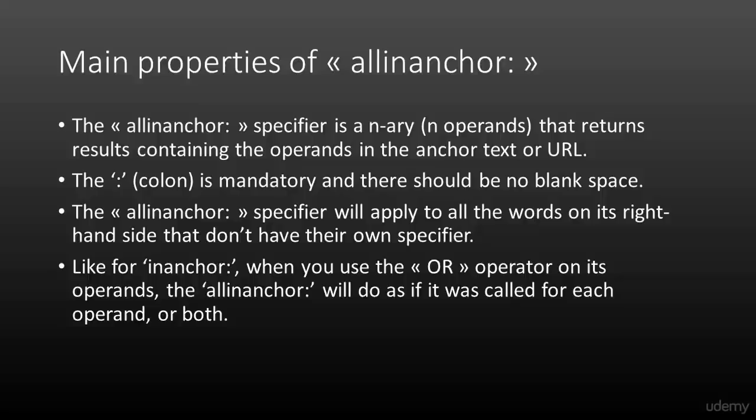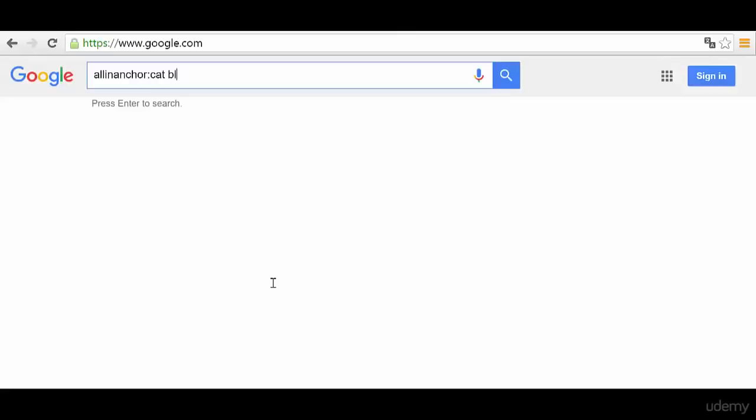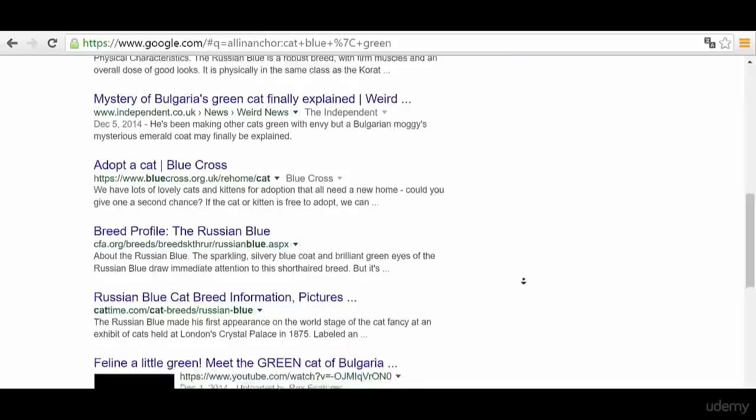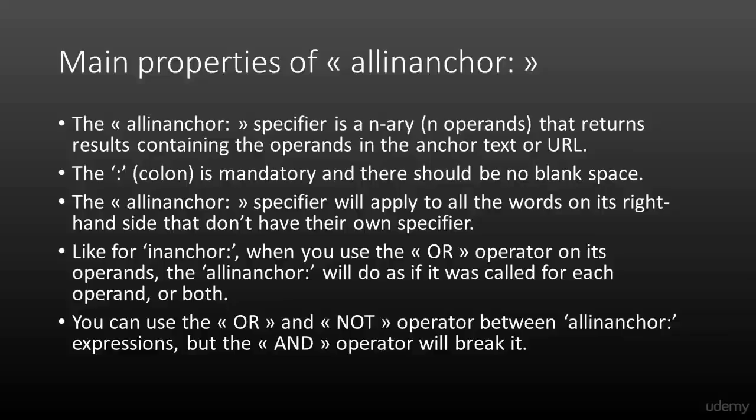Like for inanchor, when you use the OR operator on its operands, the allinanchor will do as if it was called for each operand or both of them. You can use the OR and the NOT operators between the allinanchor expressions, but the AND operator will break them.